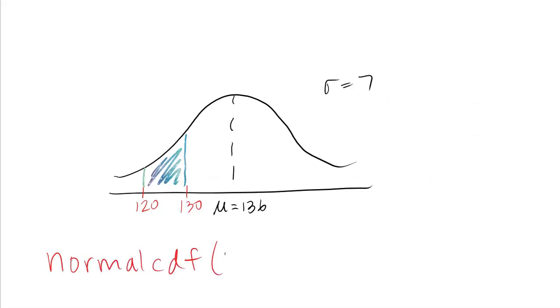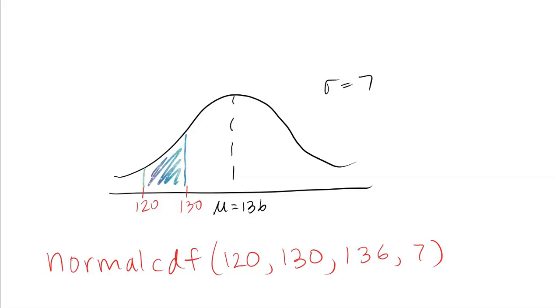The lower bound of our area is 120, and the upper bound is 130. That's where the area stops on the right side. The mean is 136, and the standard deviation is 7. The mean always goes in the third spot. The standard deviation always goes in the fourth spot.